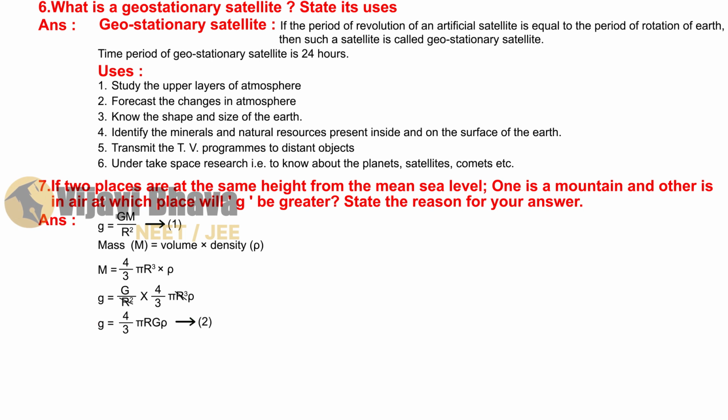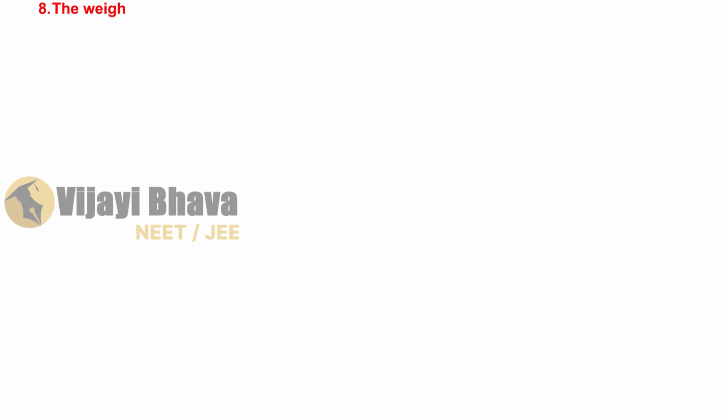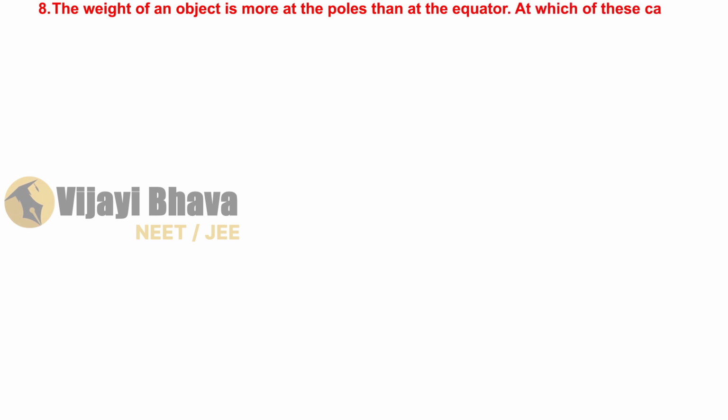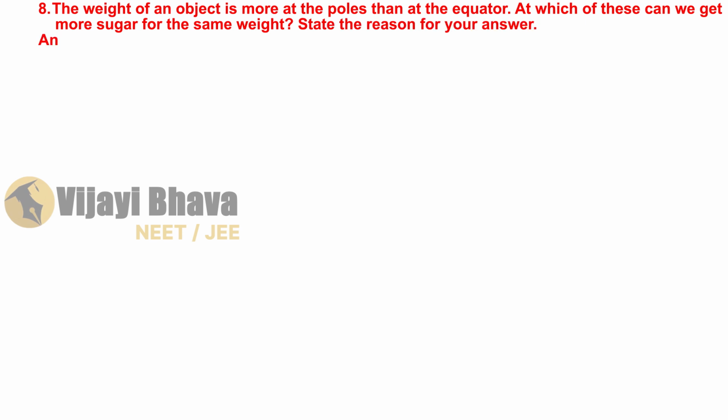From this it is clear that acceleration due to gravity and density are directly proportional. So the density is more at mountains. The weight of an object is more at the poles than at the equator. At which of these can we get more sugar for the same weight? State the reason for your answer. The answer comes out like this.